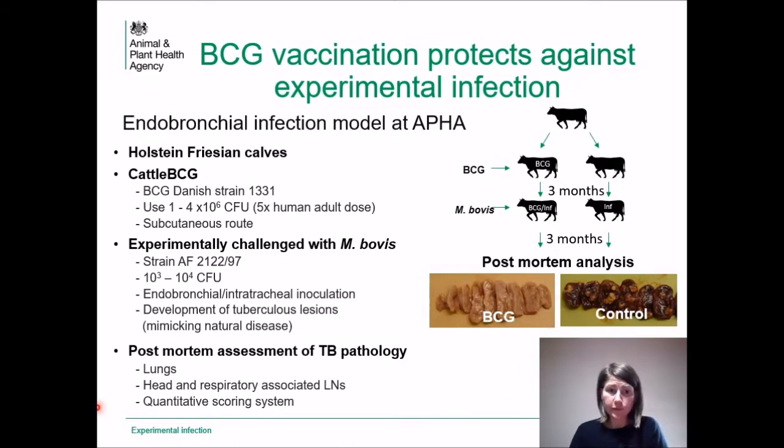And during post-mortem, the lungs, the head and respiratory associated lymph nodes are analyzed, and they've put together a quantitative scoring system which allows them to score the severity of pathology in the lymph nodes. And down here you can see pictures of a cut lymph node from a BCG vaccinated animal where there's no pathology visible. And then on the right hand side you can see what a lymph node looks like when pathology is there in an infected animal.